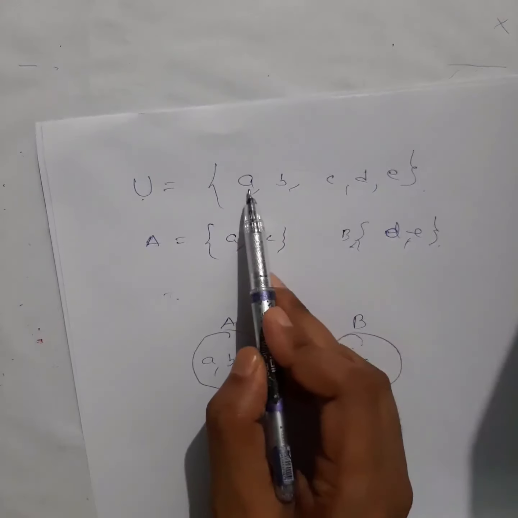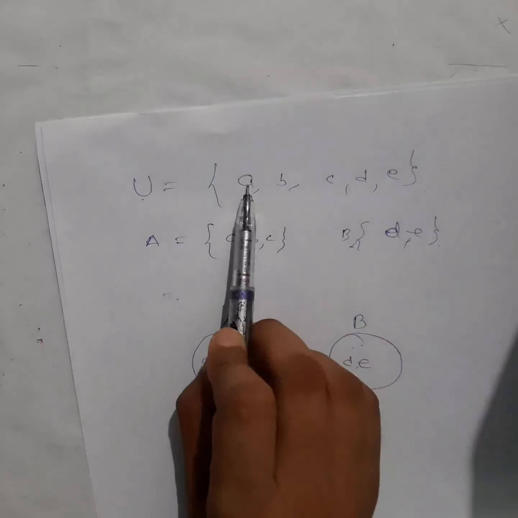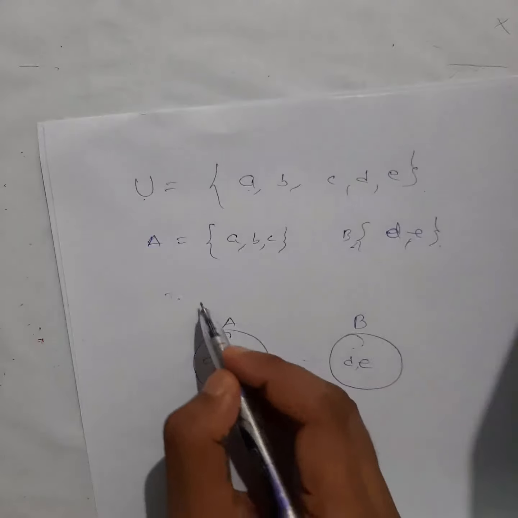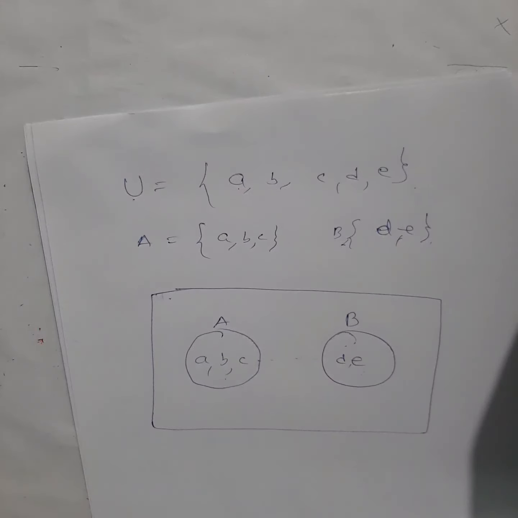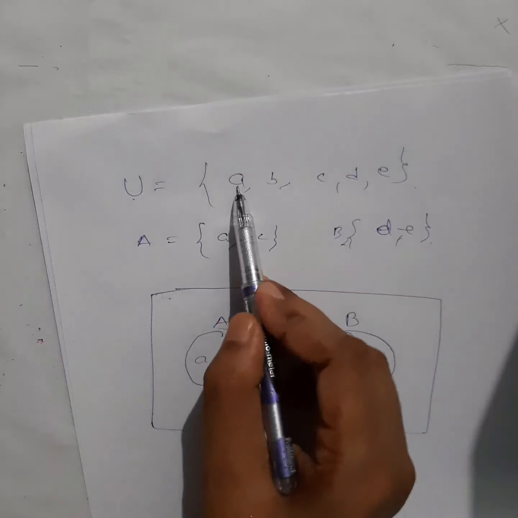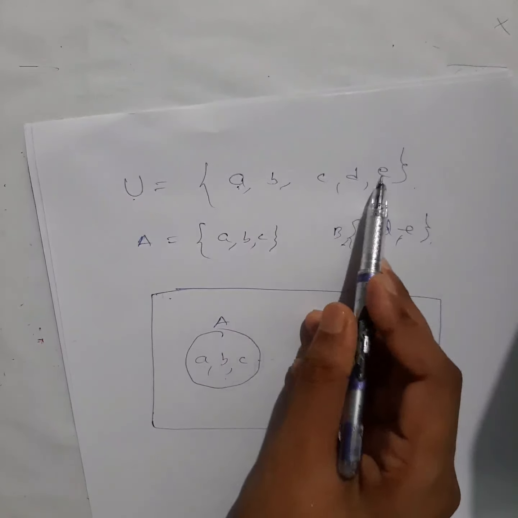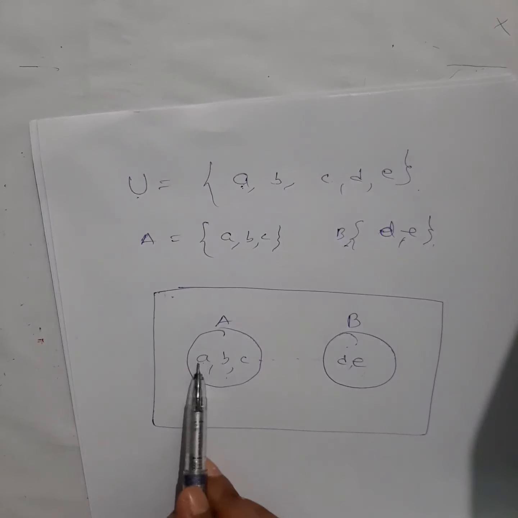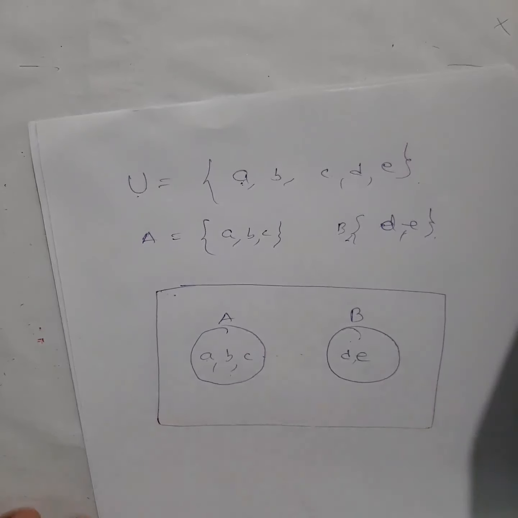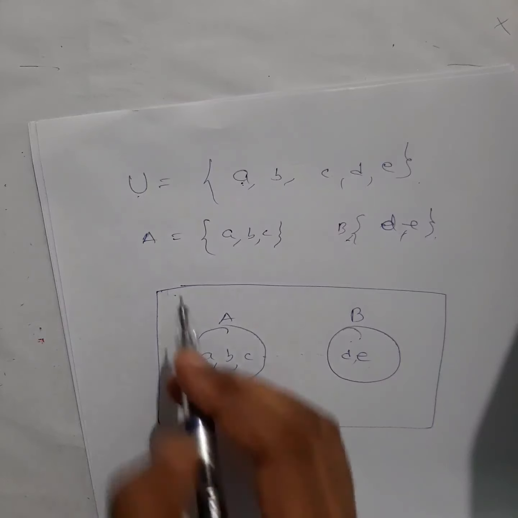Now what is your new universal set? All these elements will be there, right? So A, B, C, D, E is your universal set. The universal set is represented by a rectangular shape. Now see, what are the elements of the universal set? A, B, C, D, E. I have already written A, B, C, D, E, right? And you can see nothing is common here. So this will be the correct diagram for this universal set.